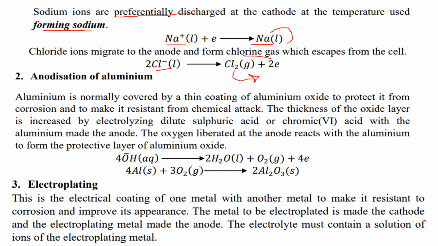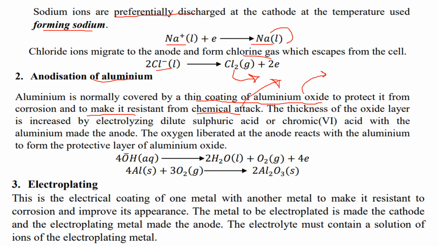Now we can also look at the anodization of aluminium as another application of electrolysis, and here we look at aluminium being normally covered by a thin coating of aluminium oxide, and this is very common among iron sheets. And we do this to protect it from corrosion and to make it resistant to chemical attacks. That's one of the reasons why some of the aluminium-coated iron sheets last longer.